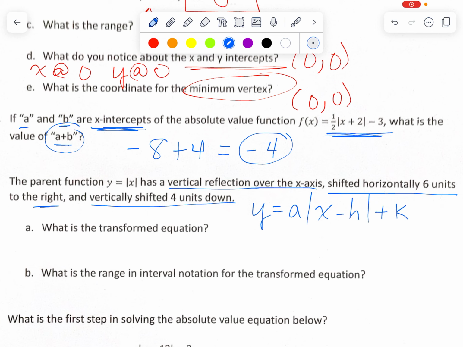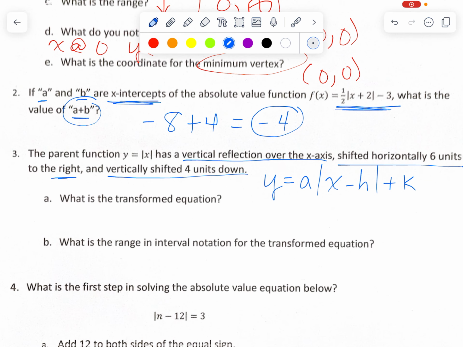Now, when you're taking your test, they're probably going to give you multiple choice, A, B, C, and D, and you can take each one of those, graph it, and see which one has a vertical reflection over the x-axis. That means it's going to flip down. It's shifted 6 units to the right and 4 units down. When you find that graph, you'll have your answer. But for this problem, we're going to write the equation.